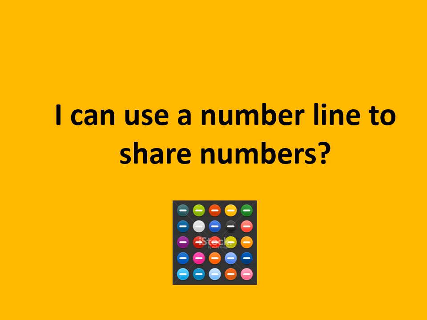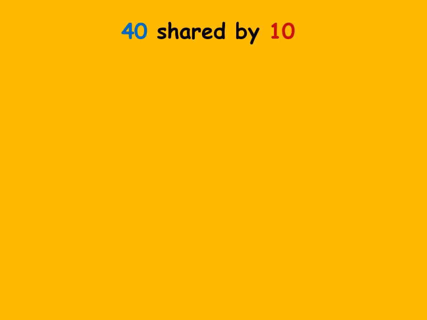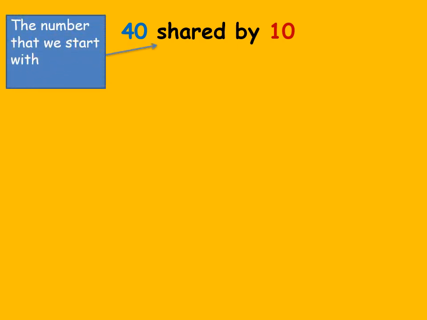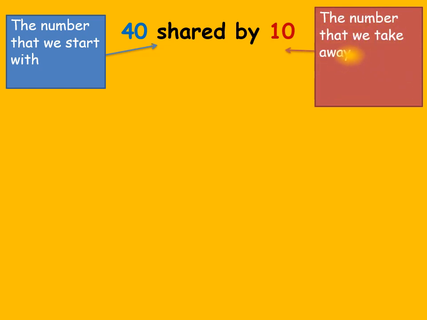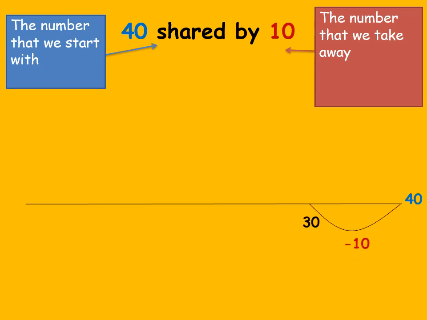So today we can use a number line to share our numbers. So 40 shared by 10, the number that we start with. So the higher number is the number that we start with. And then 10 is the number that we take away. Here's our number line. We put 40 on the end of our number line. And we're going to count back by 10.